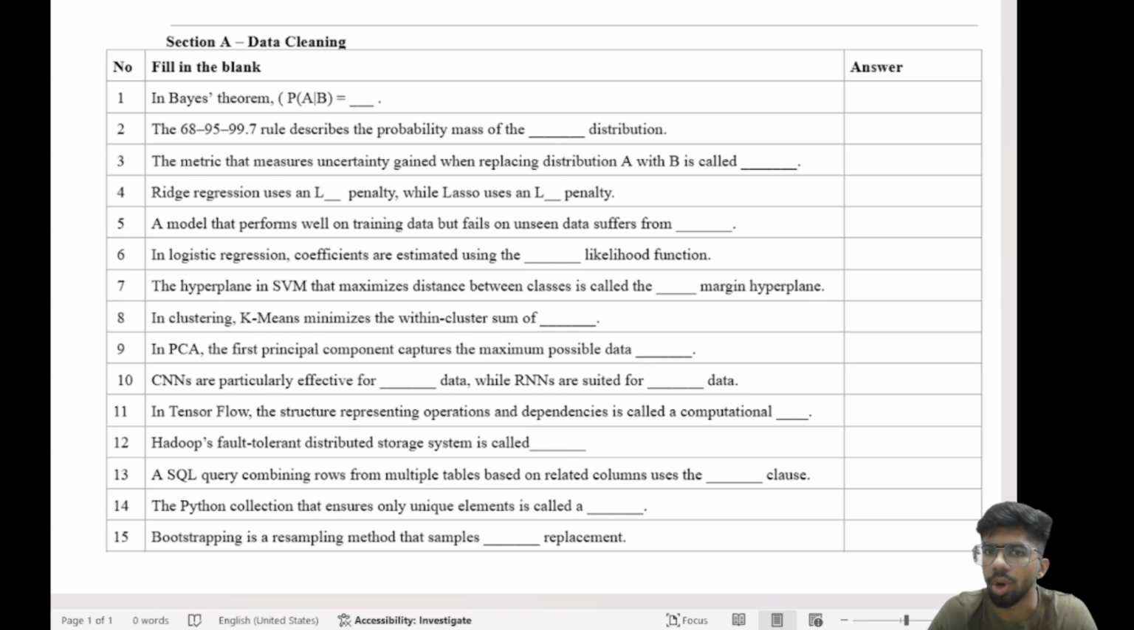In today's video, I'm going to walk you through 15 important fill in the blanks concepts from data cleaning, machine learning, statistics, and databases. These aren't just answers. I'll give you a deep explanation so you can understand why each one is correct. So let's begin. First is: in Bayes' theorem, P of A given B is.